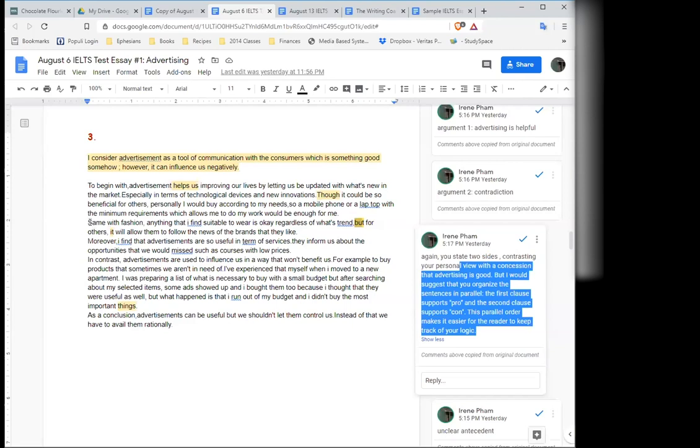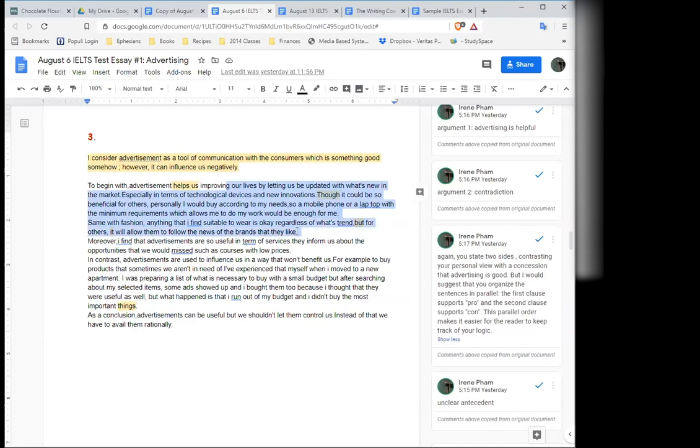I don't know if you understand what I'm saying there. But if you give two examples supporting and opposing, then put them in the same order, pro and con, pro and con. Don't say pro and con and then con and pro, all right?